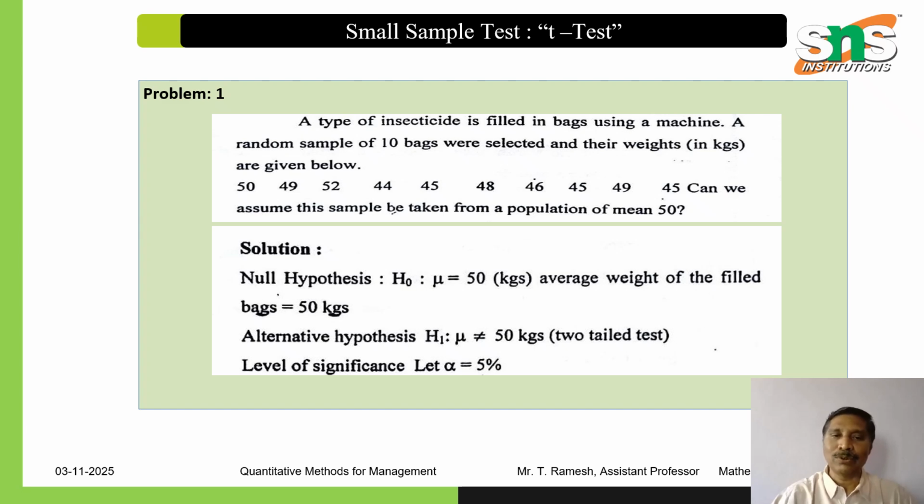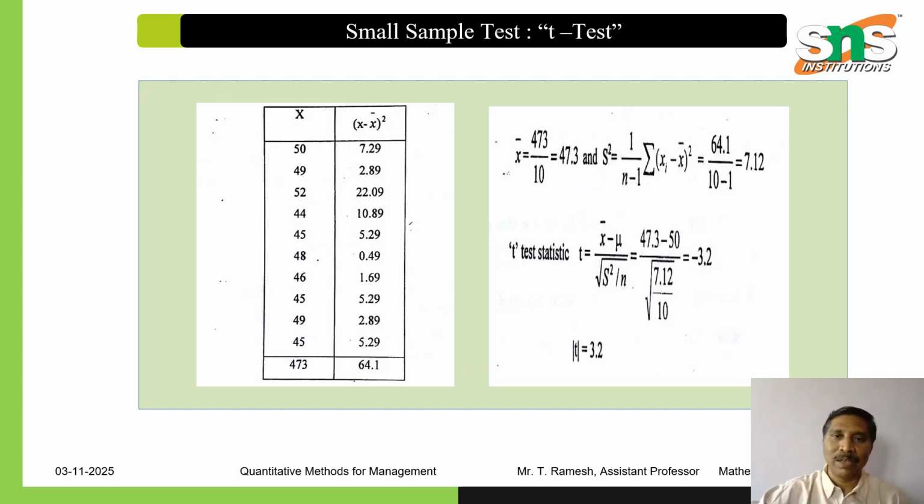We check it. Solution: first, we form the null hypothesis. Null hypothesis H naught: the population mean is equal to 50 kilograms, that is, the average weight of the filled bags is 50 kilograms. The alternative hypothesis is that it is not 50 kilograms. That is a two-tailed test. The level of significance alpha is 5%. First we form x, the given data: 50, 49, 52, 44, 45, 48, 46, 45, 49, 45. The total value becomes 473.